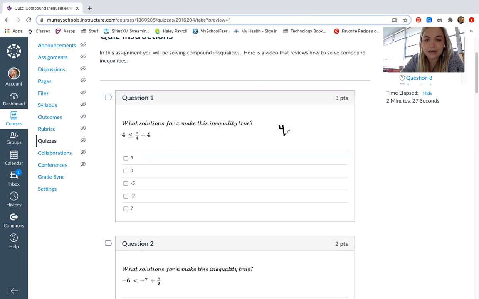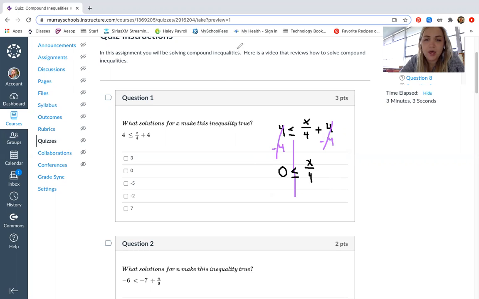So let's write down 4. This is on your scratch paper that you have out because you're not a wild animal. 4 is less than or equal to x fourths plus 4. Okay, I'm going to solve this inequality. I know that the first thing I need to do is subtract 4. 4 minus 4 is 0. On the other side, 4 minus 4 is also 0, but that is a number. You can write down the 0 there. 0 is less than or equal to x over 4.